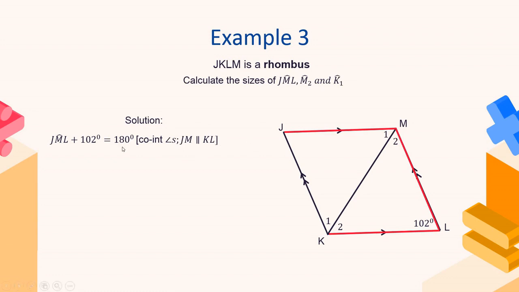Now that we know this, this makes a linear equation. To solve for angle JML, we take 102 to the other side, and that will be 180 degrees minus 102 degrees, and therefore JML is equal to 78 degrees. So there we go. We already calculated the size of JML. Now we're left with M2 and K1.